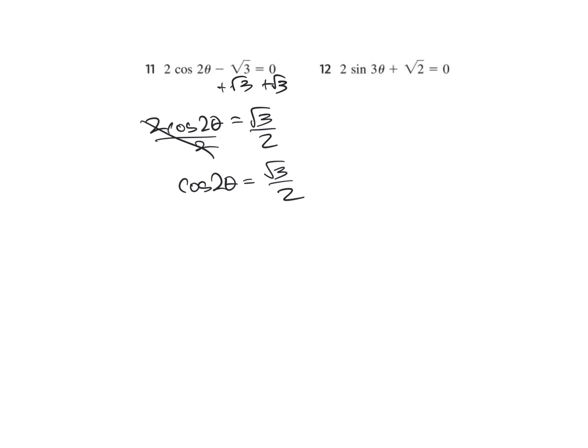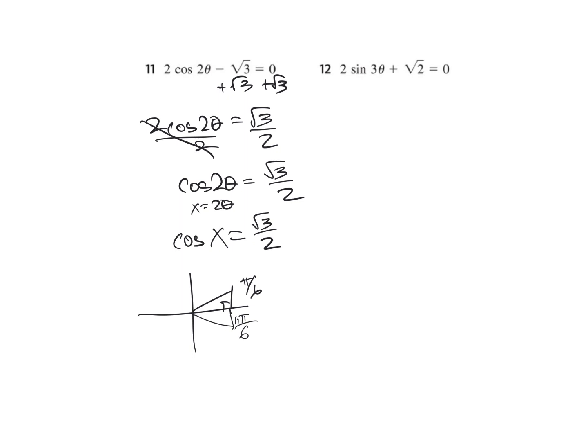So how do you solve this? You solve as if it was the cosine of x. We'll say let x equal 2 theta. So where's the cosine of x equal to the square root of 3 over 2? That's your long leg. So 30 degrees, which is pi over 6. Okay. And then also down here at 11 pi over 6.